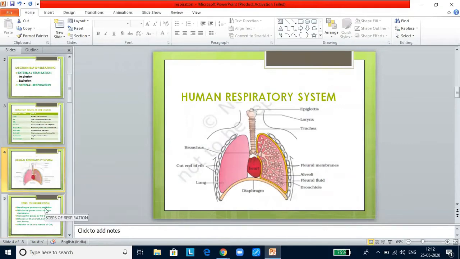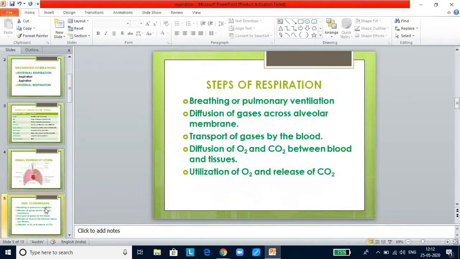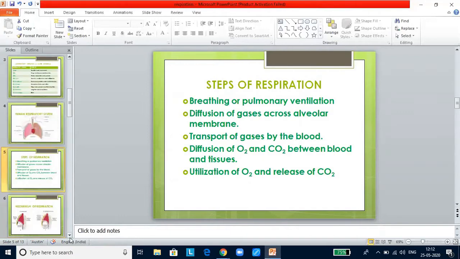Now, let us look into the steps of respiration. So, these are the 5 steps: breathing or pulmonary ventilation, diffusion of gases across the alveolar membrane, transport of gases by the blood, diffusion of oxygen and carbon dioxide between the blood and the tissues, and utilization of oxygen and release of carbon dioxide. So these are the main steps.